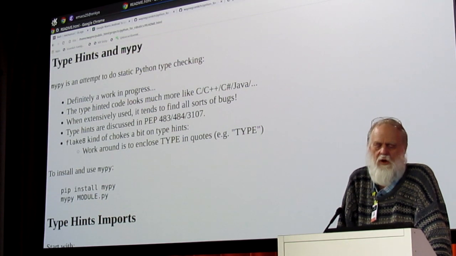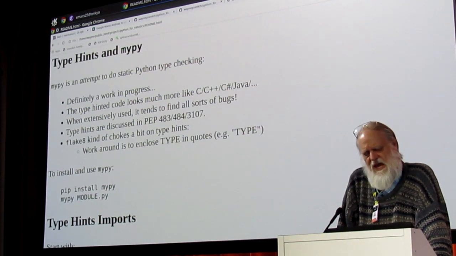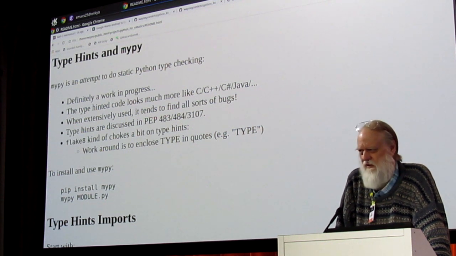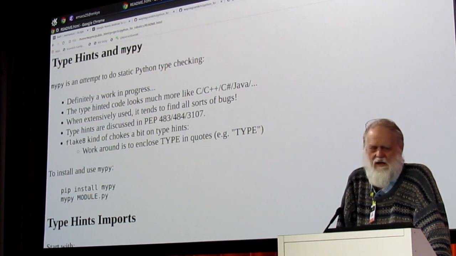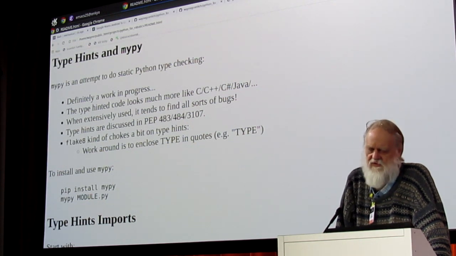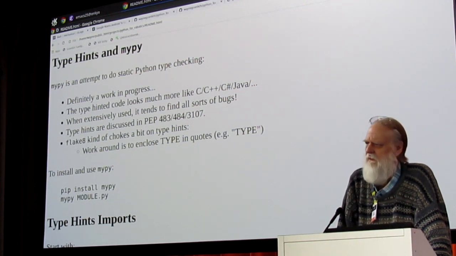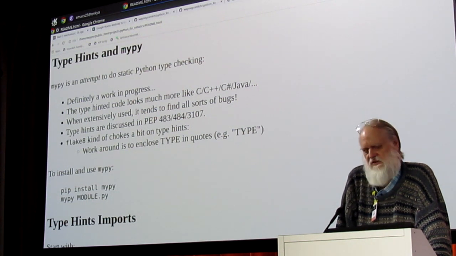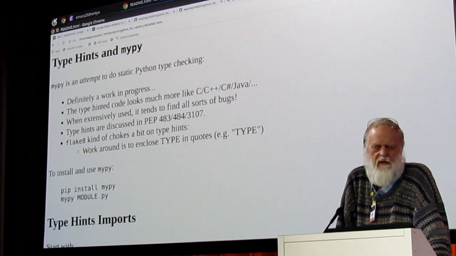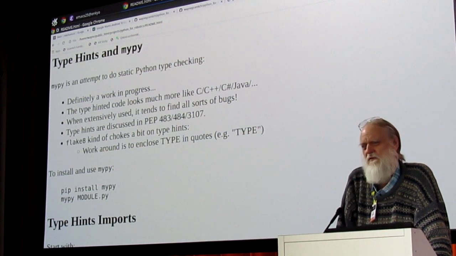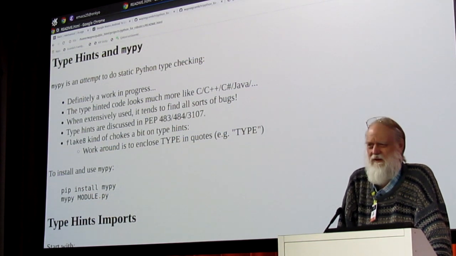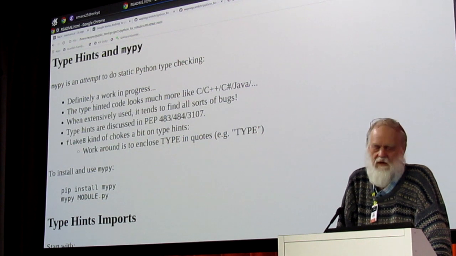So it's a work in progress. It misses things. It rarely complains about things that are correct. In general, sometimes you'll get a runtime type error that it just misses. For example, if you're using something called a Python decorator, that tends to shut down the type checking for that method.